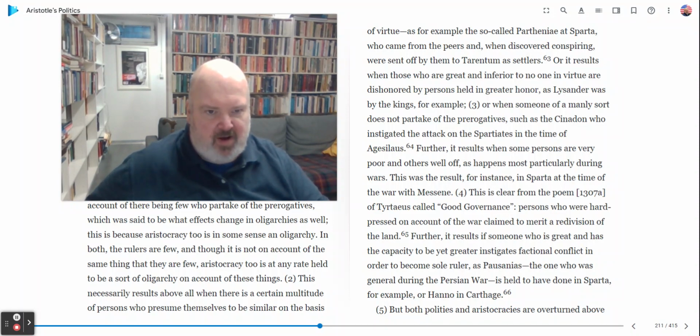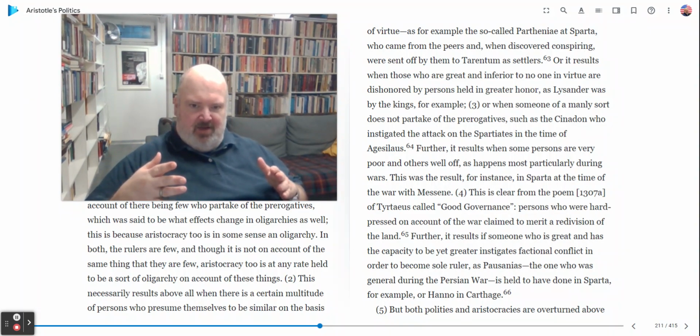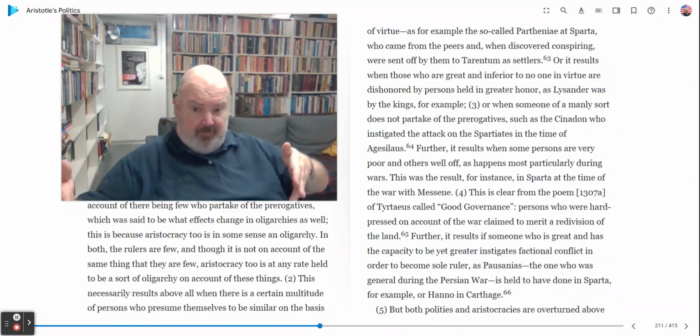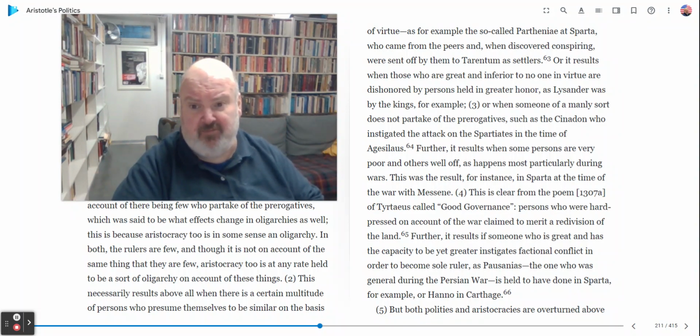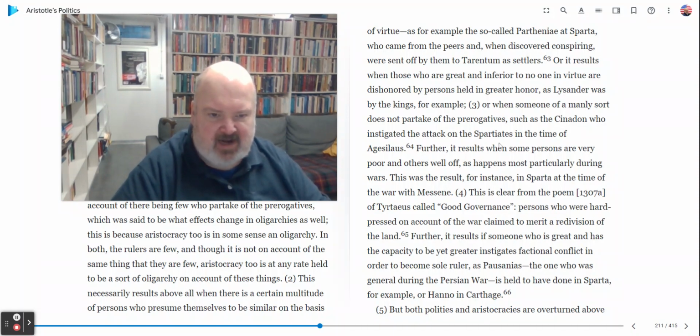"Or it results when those who are great and inferior to no one in virtue are dishonored by persons held in greater honor, as Lysander was by the kings, for example." So that's another element; there's a conflict here. Someone of great virtue is dishonored by those who have great honor. "Or when someone of a manly sort does not partake in the prerogatives, such as Cinadon, who instigated the attack on the Spartiates at the time of Agesilaus."